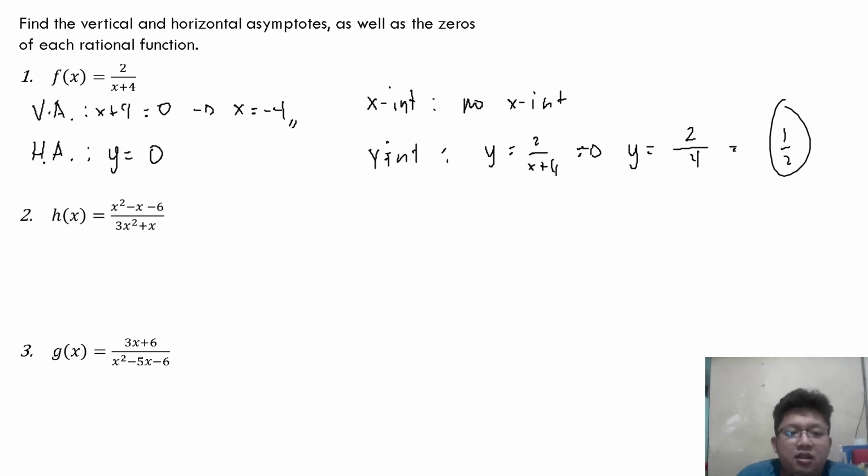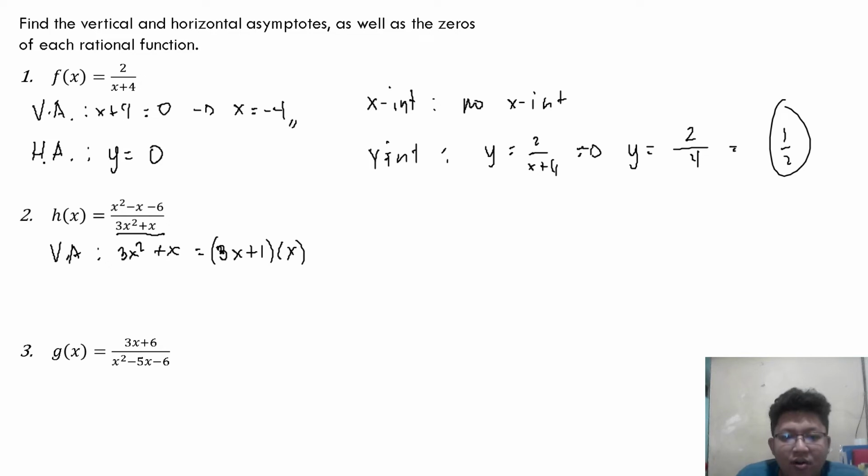So, next, for number 2, ulit tayo, VA muna. For the VA, again, we need to look for the x value of our denominator. So, 3x squared plus x equals, we need to factor, kasi hindi natin makikita agad ang x value natin dito. So, this will be 3x plus 1 times x.